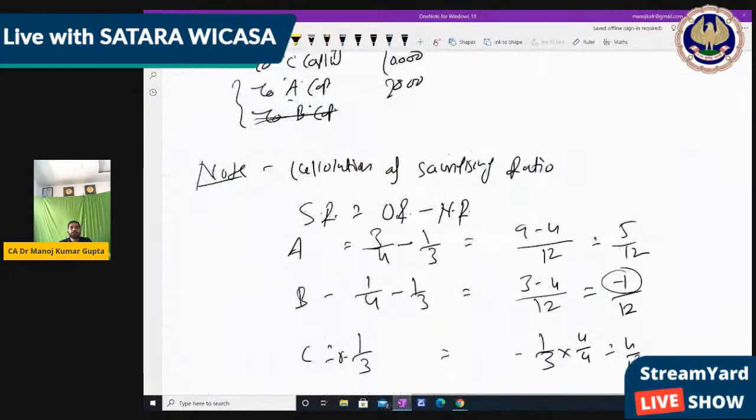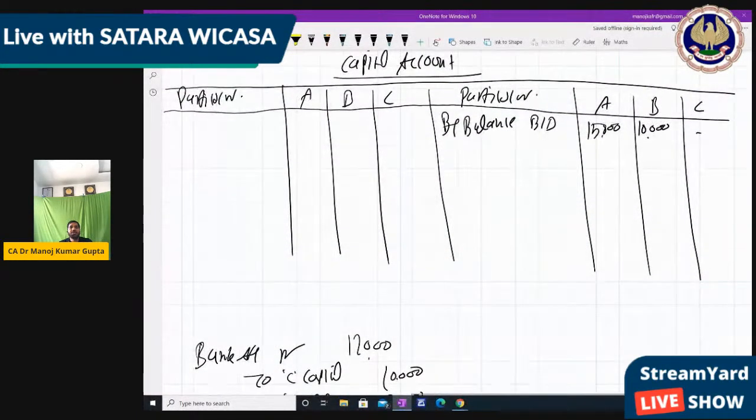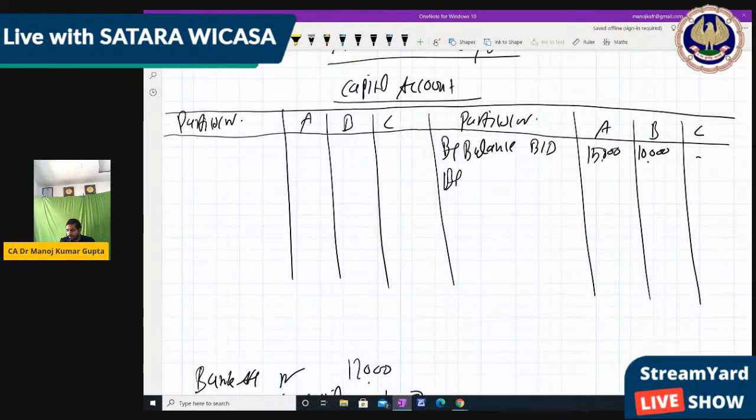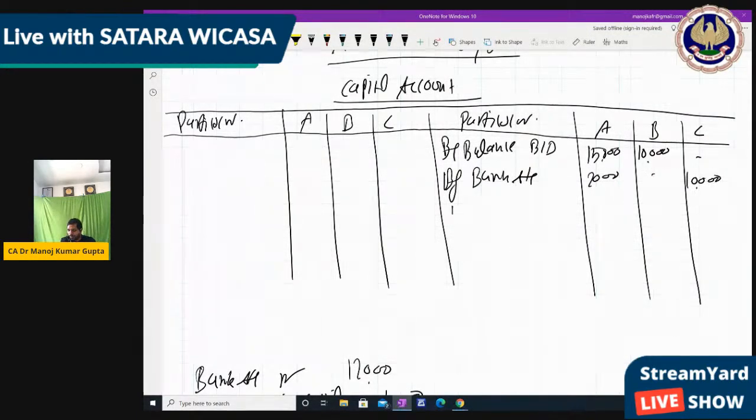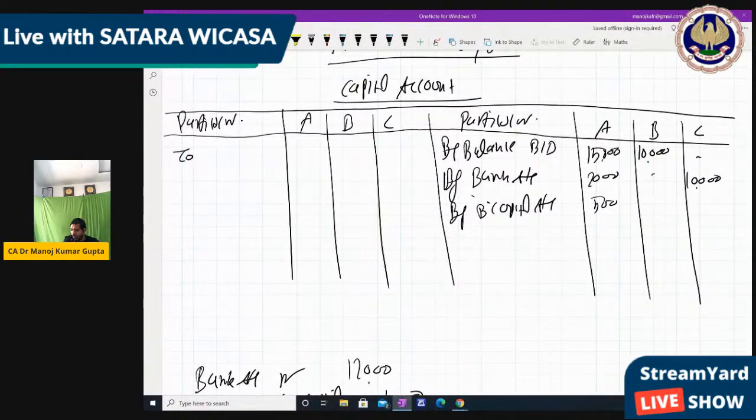Perfect. So now we'll put this information in the capital account. By bank account, A 2,000 and C 10,000; by B capital account in A account 500, to A capital account in B 500, so that the adjustment is made through the capital account. And whatever difference comes, they will automatically adjust it by cash/bank. They had intimated us, right?